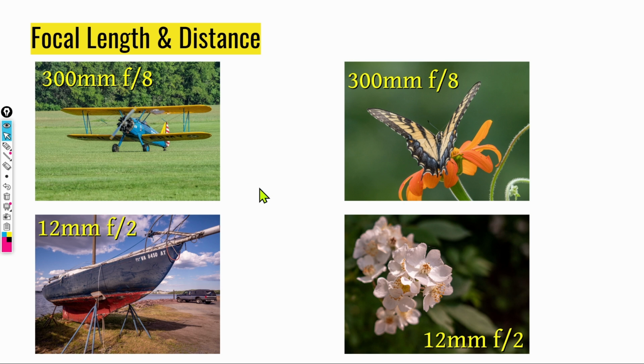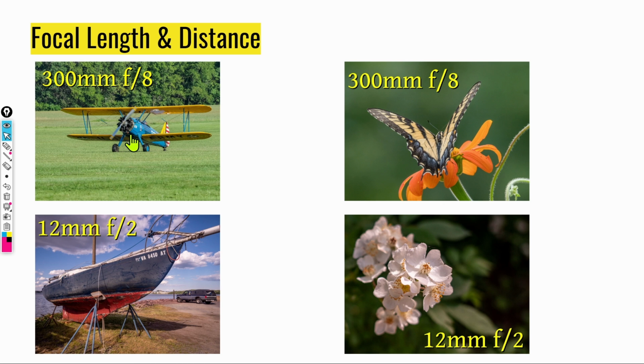Now remember when I mentioned that aperture is really only one variable when it comes to calculating or achieving the depth of field that you want. Focal length and distance also play a major role. So just rule of thumb, typically long lenses, telephoto lenses like 300 millimeters, will give you a shallower depth of field. And wide angle lenses like 12 millimeters will typically give you a very deep depth of field. However, when I'm changing my distance, I can affect the depth of field as well.